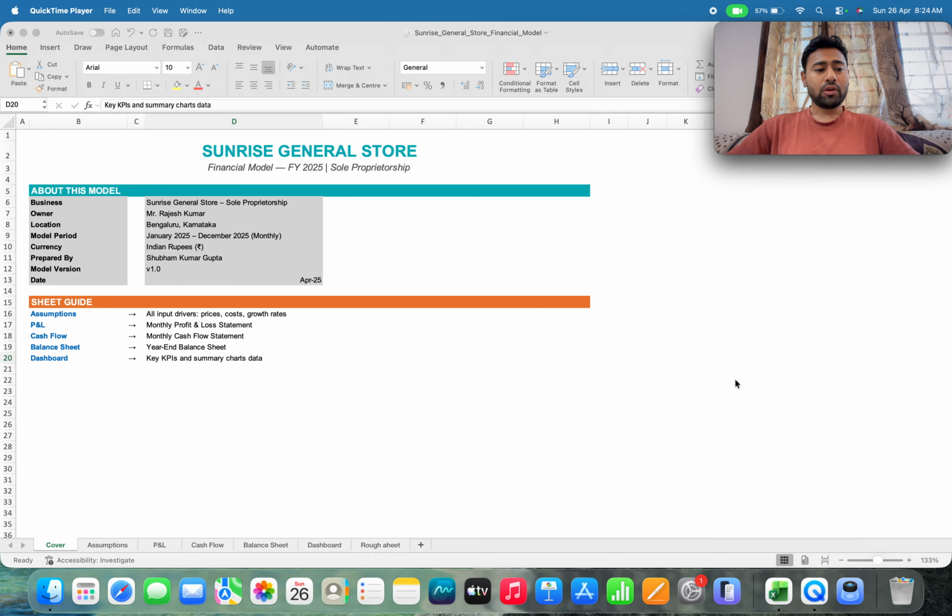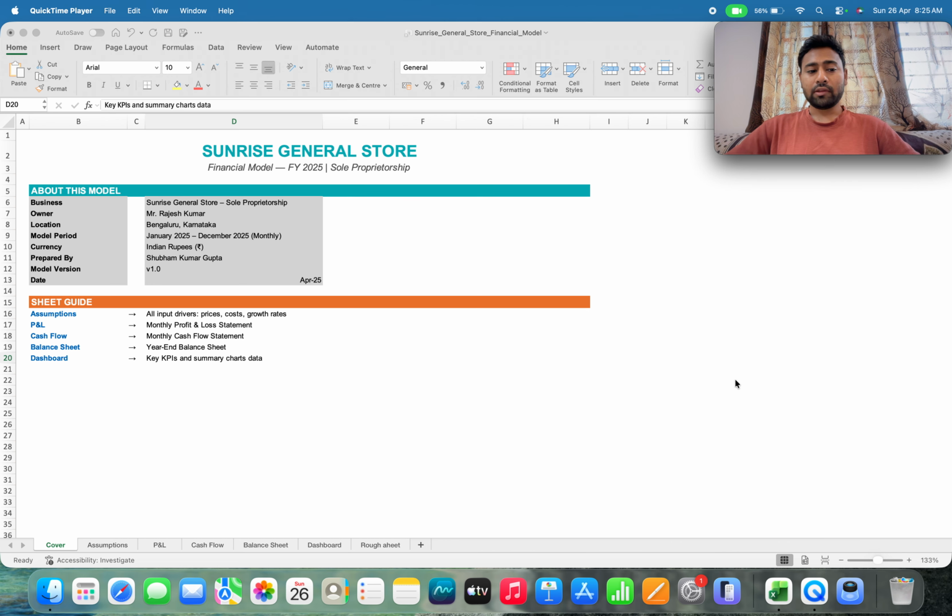Today I'm going to make a financial model from scratch. First of all, I have to introduce myself. I am Shubham Kumar Gupta, and today I'm going to make a financial model of a sole proprietorship from scratch, where I have connected the different sheets. I am going to build this financial model from scratch in Microsoft Excel.